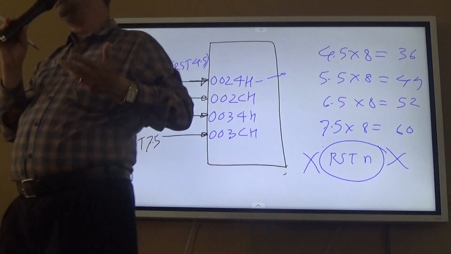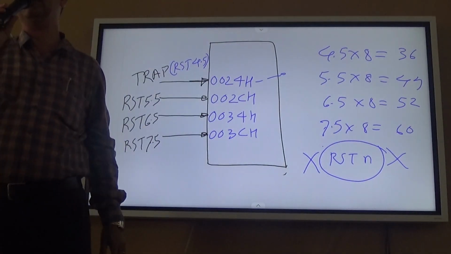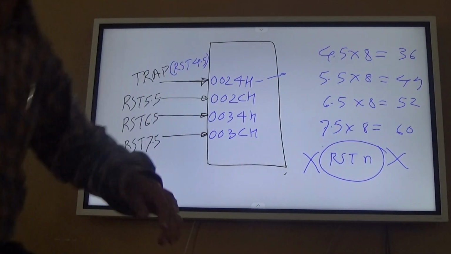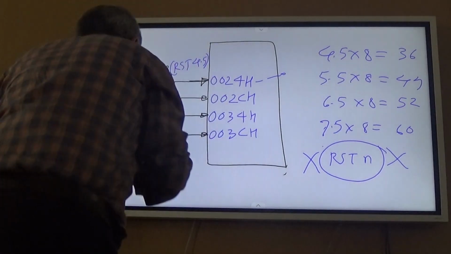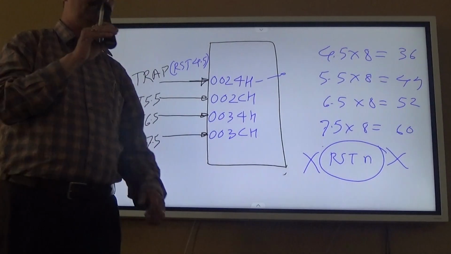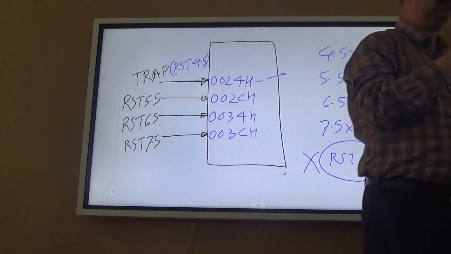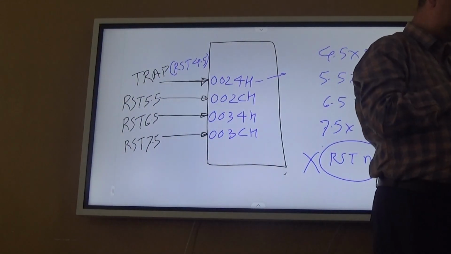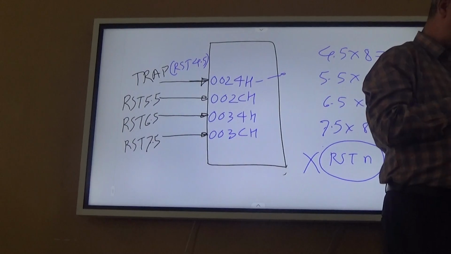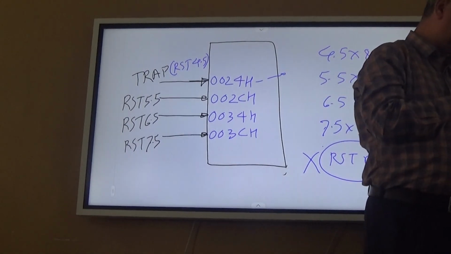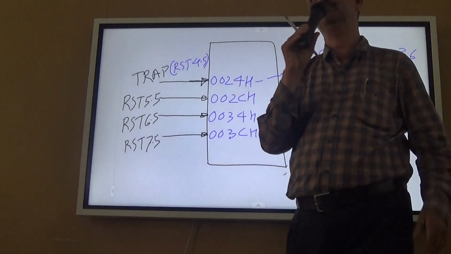Now, how many interrupts are there? 4 interrupts are there. Then what will happen? At the end of the current instruction cycle, what is likely?